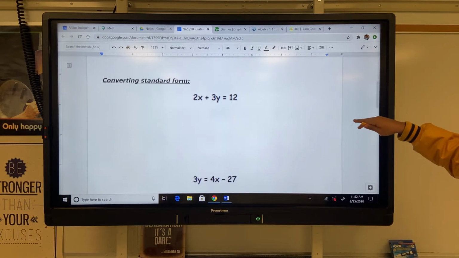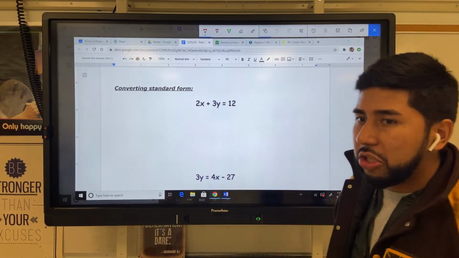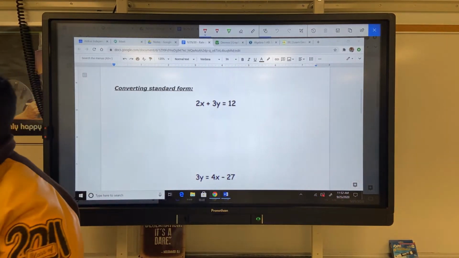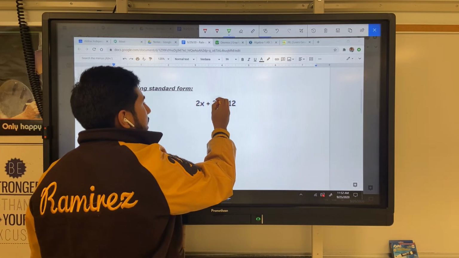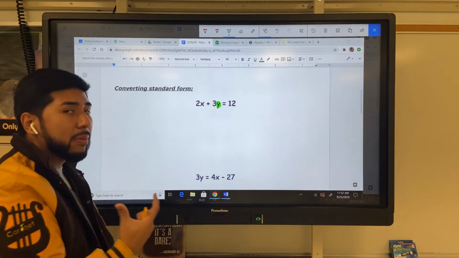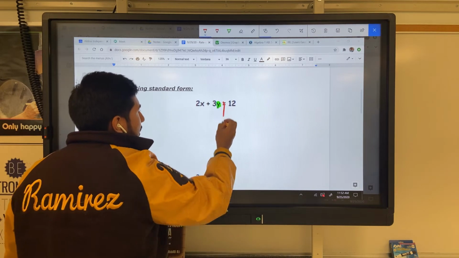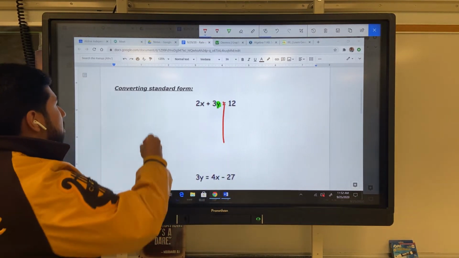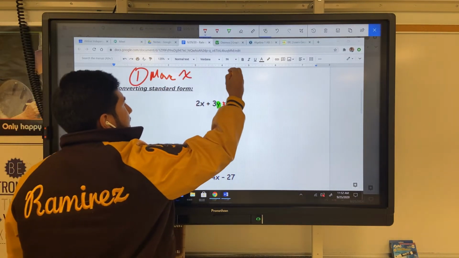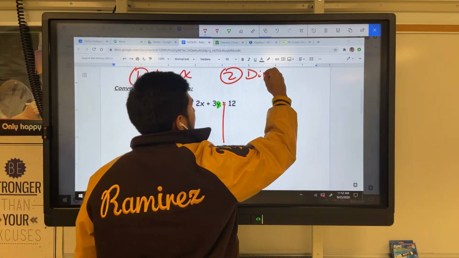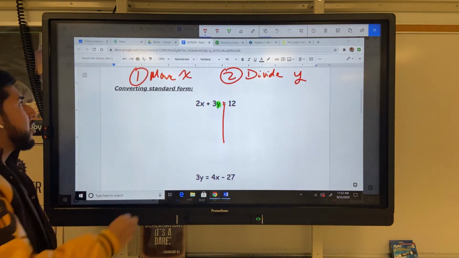Okay, converting standard form. Looking at this equation, 2x plus 3y equals 12. I want y equals. I need the y by itself because that's how slope-intercept form is. So I start with my border. There are 2 steps: move your x, divide by the y. 2 steps. Moving your x, divide by y.